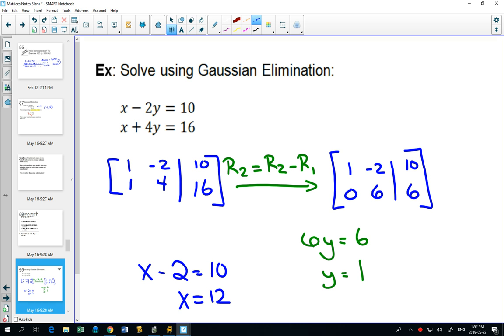So Gaussian elimination is interested in getting that bottom corner to be a 0. And if you get it to be a 0, then you can quickly solve that second equation for y, plug things back in to solve our first equation as well.